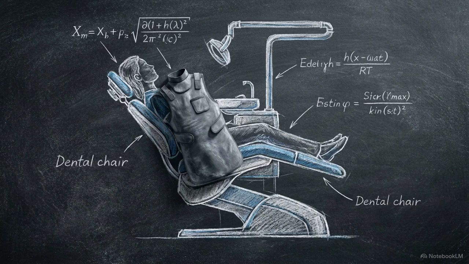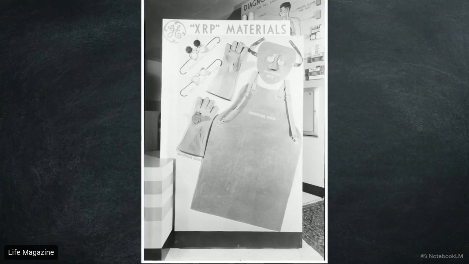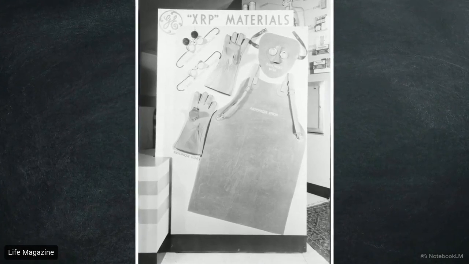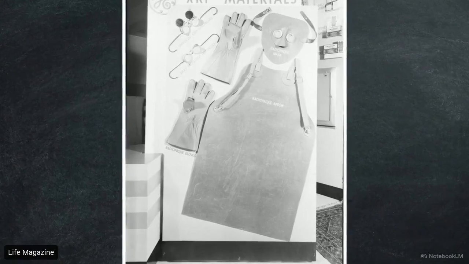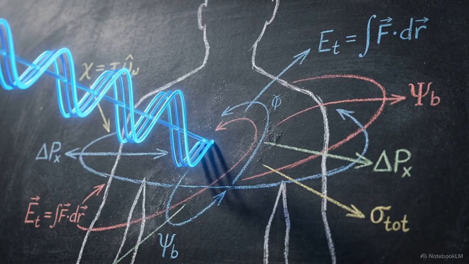If you've ever had a dental X-ray, you know the drill. The technician drapes a heavy, stiff apron over your chest before stepping out. That apron is lined with lead. But why lead specifically? Radiation is essentially invisible energy on the move.